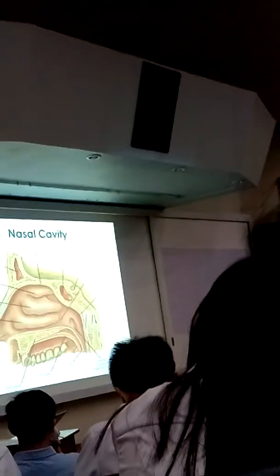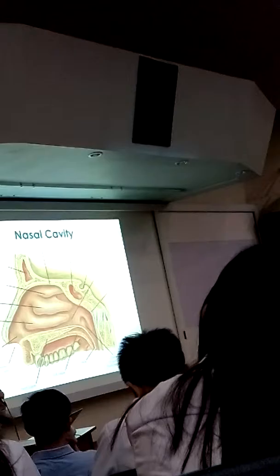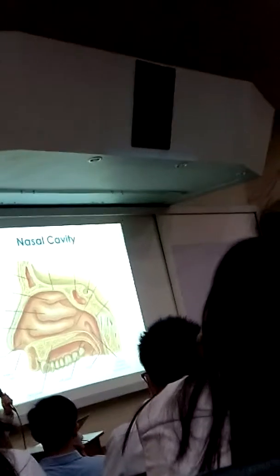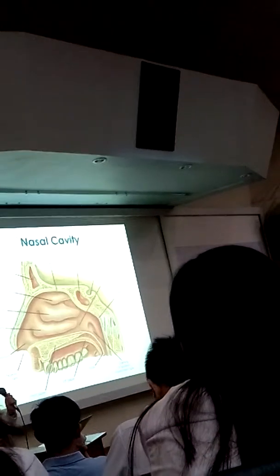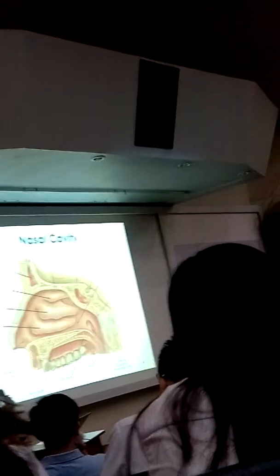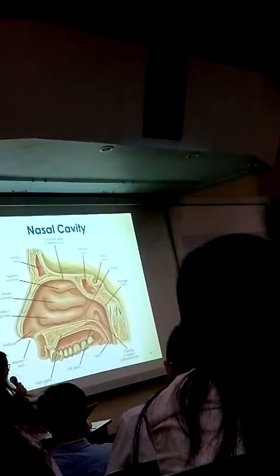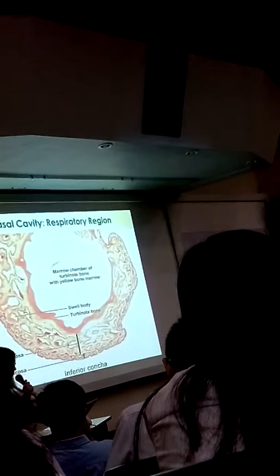Now, it has been mentioned in your learning objective about the Schneiderian membrane. It cannot be found in your Ross as well as in Bloom. But generally, the Schneiderian membrane is a general term for the mucosa of the nasal cavity. It's a good thing to know.